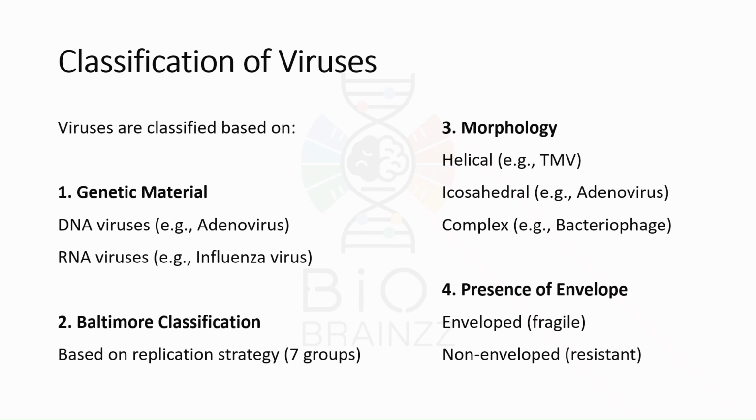Classification of viruses. Viruses are classified based on multiple criteria, with the most important being the type of genetic material they contain. DNA viruses and RNA viruses differ in the replication mechanism, which is a key concept in virology. In addition to genetic classification, viruses are also categorized based on their morphology and structural features. They may have helical or complex shapes.